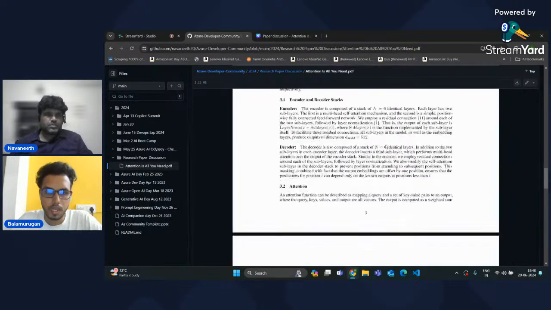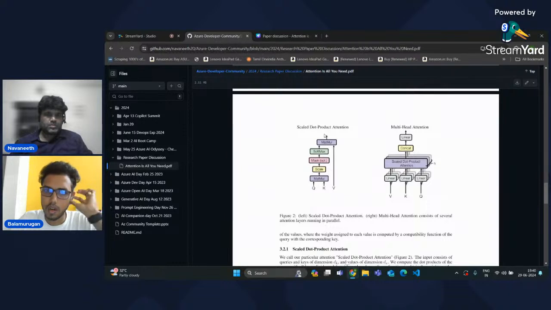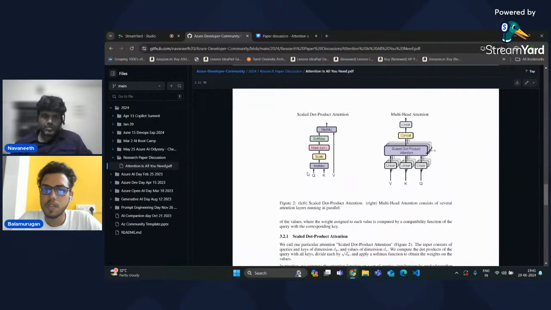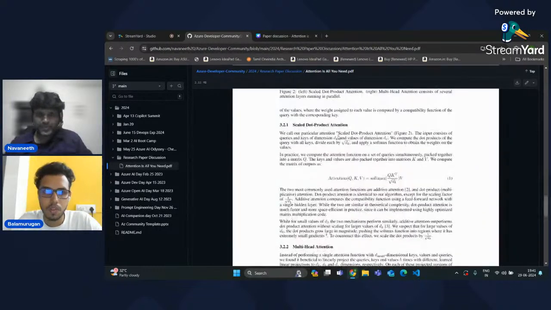And if you take the encoder and decoder here, they are introducing two things: scale dot product attention and multi-head attention. I have explained the overview of attention so far; I'll deep dive into the mathematics behind it after some time. So they are introducing scale dot product attention and multi-head attention. Okay, I'll dive into it later. I'll just go through it first.